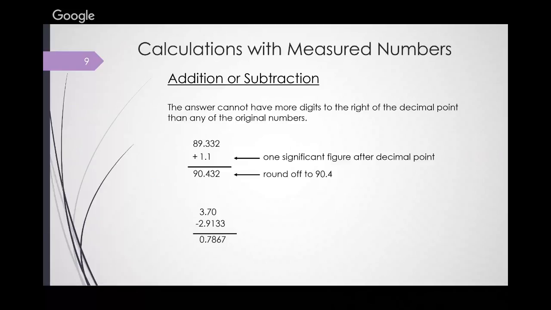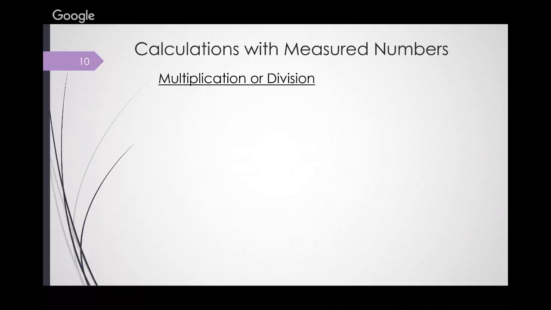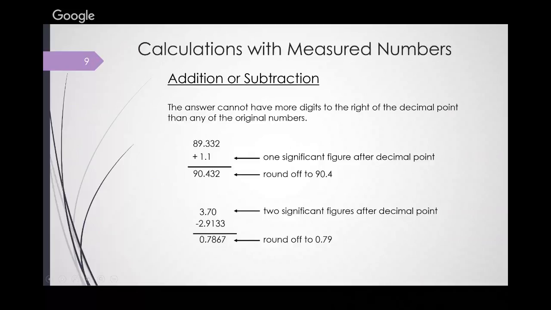Same rules for subtraction. I put it in my calculator, I get an answer. There are 2 significant figures after the decimal point in the first number, and 4 in the second. 2 is less than 4, so we round to 2 places, meaning these first 2 here. The 6 rounds the 8 up to 9, so our answer is 0.79.